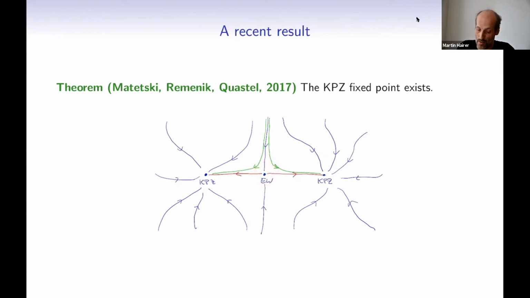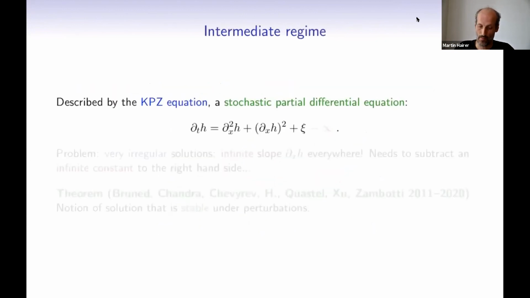And so we can ask ourselves, is there a connection between the two? So is there a natural model that connects the Edwards-Wilkinson fixed point to the KPZ fixed point? And here the conjecture, if you want, is that such a model exists, and there's exactly one. And that model is what we call the KPZ equation.